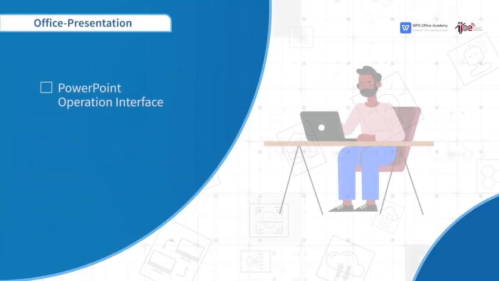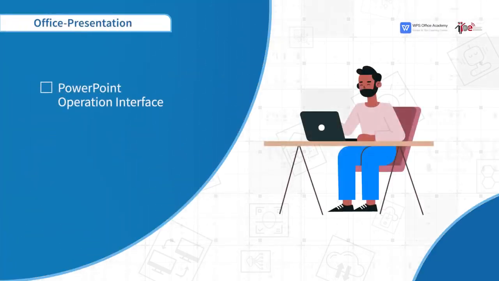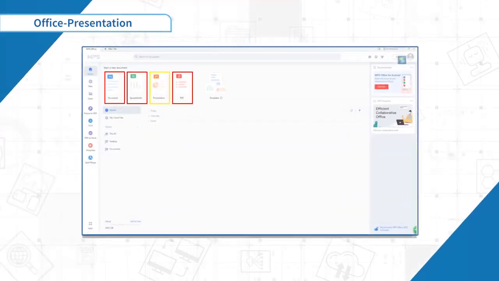Let's move on to the second part of this section, PowerPoint Operation Interface. When we enter into the beginning interface, we can see several buttons on the interface. These buttons can create Word, Excel, and a PowerPoint document. The software can also open and edit PDF documents. In this course, we mainly introduce the usage of WPS PowerPoint.